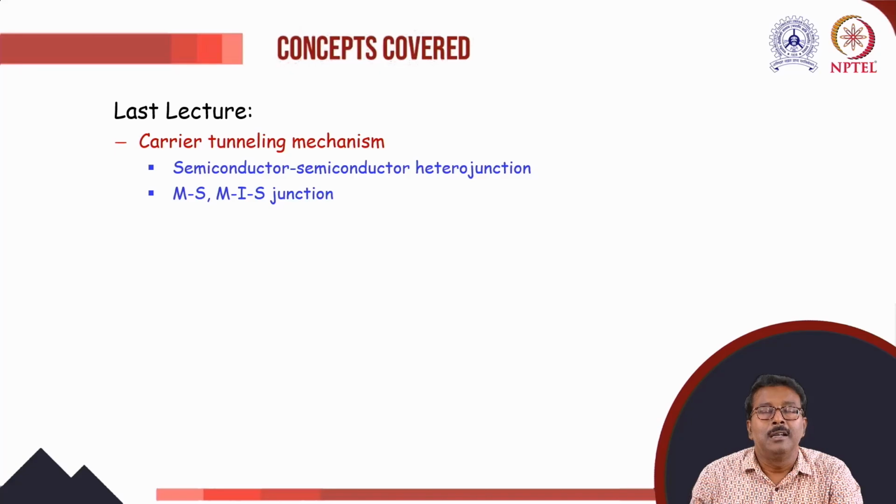In the last lecture, we discussed carrier tunneling mechanism in a semiconductor heterojunction, also in metal-semiconductor and metal-insulator-semiconductor junctions. Except the last lecture, in the other 4 lectures this week, we discussed optical modeling and carrier recombination models.